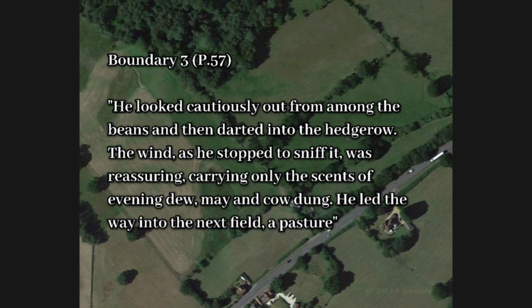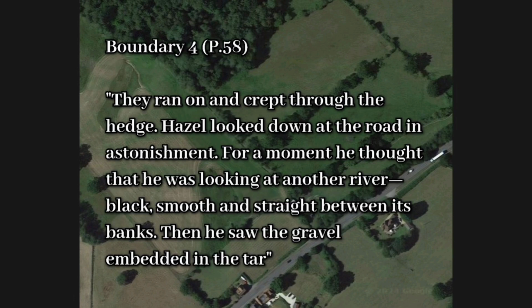The third boundary is mentioned in chapter 10, The Road and the Common. It is on page 57, one sentence into the second to last paragraph. Quote, "He looked cautiously out from among the beans and then darted into the hedgerow. The wind, as he stopped to sniff it, was reassuring, carrying only the scents of evening dew, may and cow dung. He led the way into the next field, a pasture." End quote.